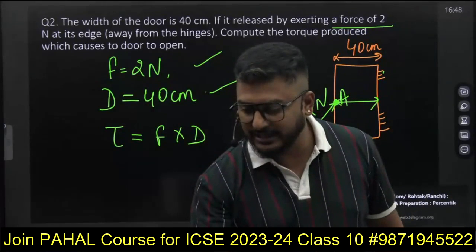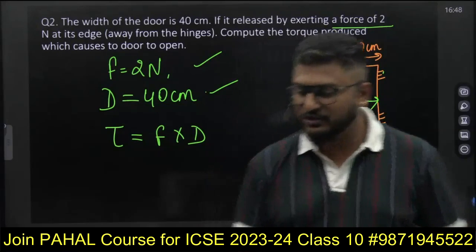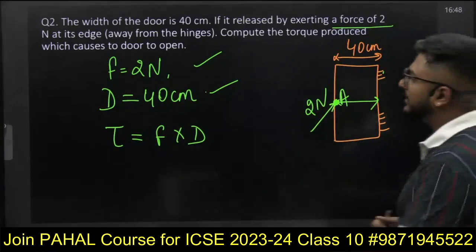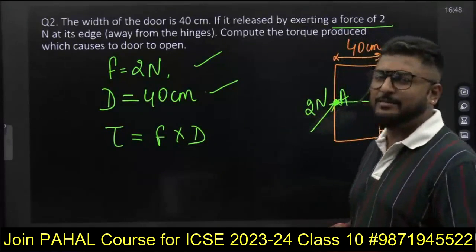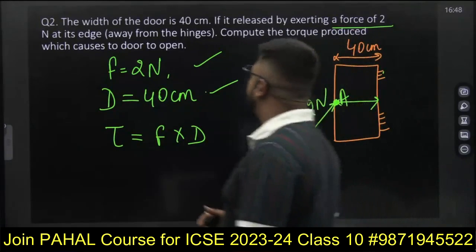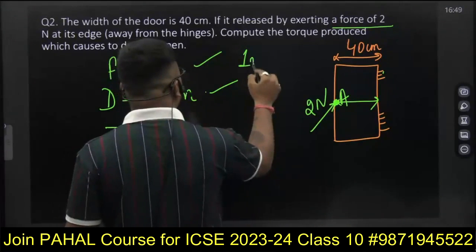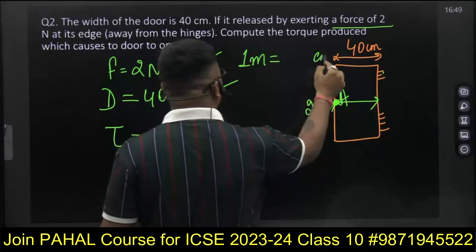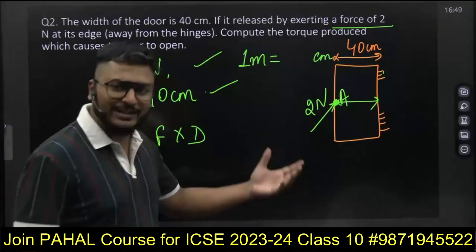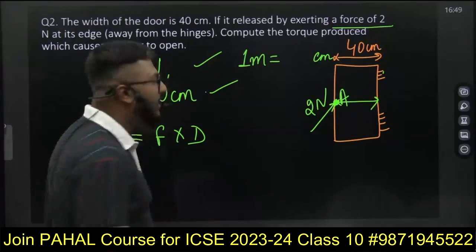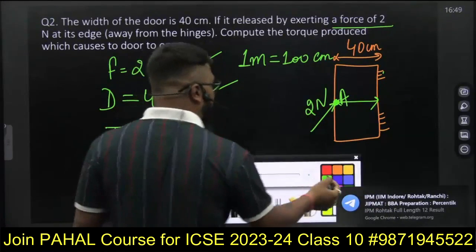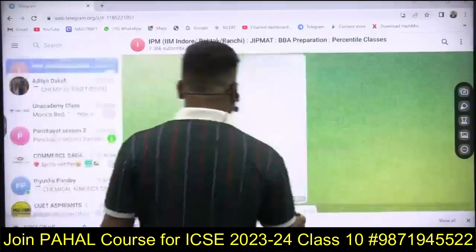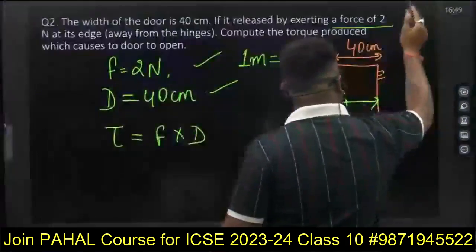Is this clear here? Is this clear or not? Yes or no? So first we'll convert the distance that is given in 40 centimeters to meters. Now can anyone tell me, 1 meter is equal to how many centimeters? Yes? This everyone must know. Right. 1 meter is equal to 100 centimeter. That's great. So 1 meter is equal to 100 centimeter.